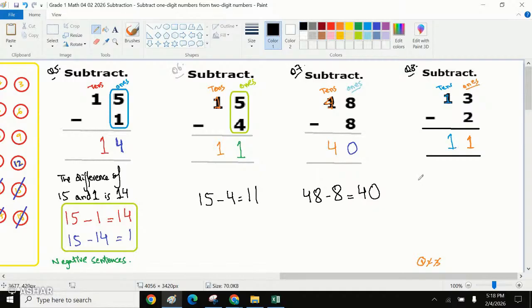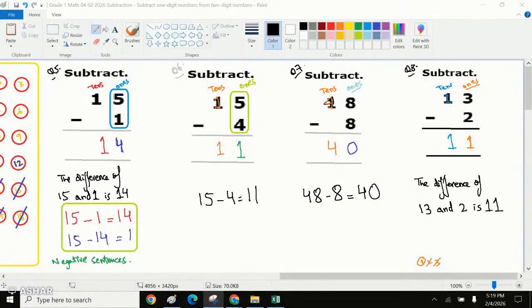So we can say the difference of 13 and 2 is 11, right? We can write an equation, we can give a statement, we can give a negative sentence, right? There are multiple ways to prove that our answer is correct. Okay, so do we have any questions up till now? Okay, no questions. Thank you. Let's move ahead.